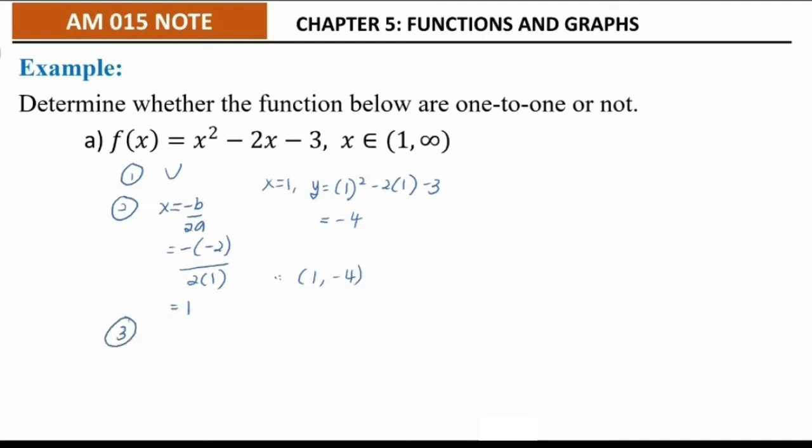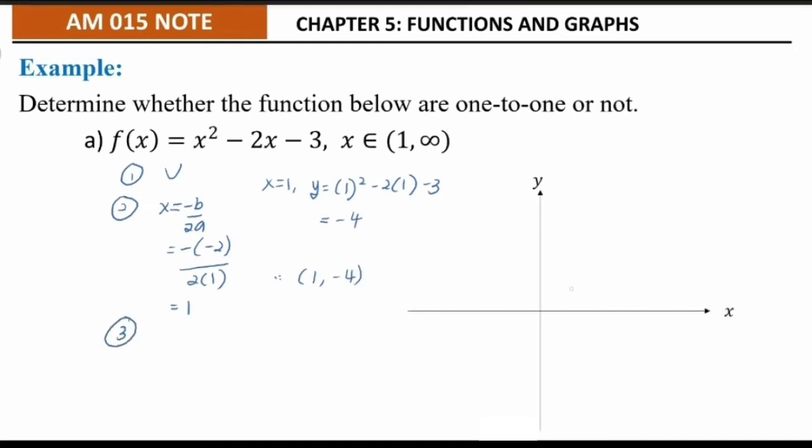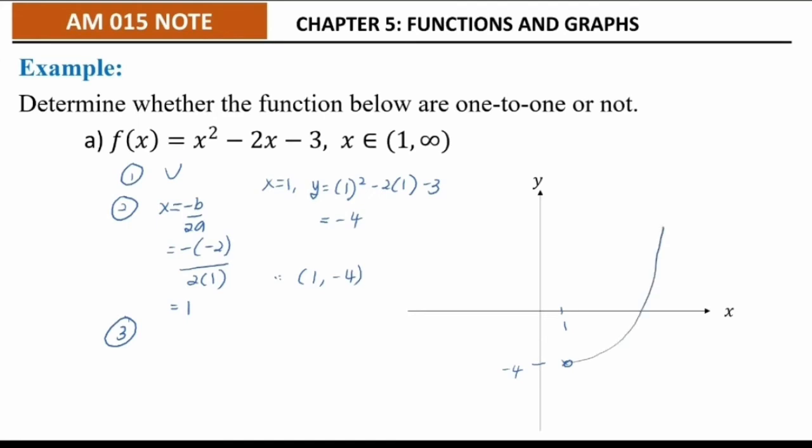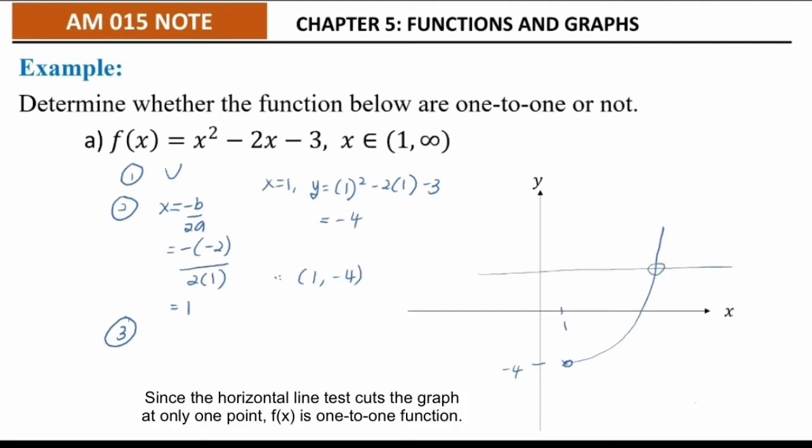Third is to sketch the graph. The minimum point is (1, negative 4). And the domain is from 1 to infinity, so the part of the smile graph to the left is not included in the domain. So the graph starts at 1, with a circle since 1 is not included, and then goes to infinity. For a one-to-one function, the horizontal line test should cut at 1 point. Since the horizontal line test cuts the graph at only 1 point, f(x) is a one-to-one function.